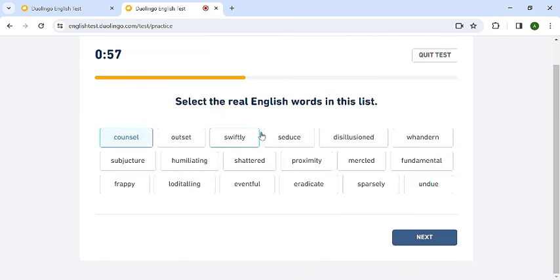Cancel, swiftly, seduce, humiliating, shattered, proximity, fundamental, vengeful, eradicate, sparsely, undo, upset, snapshot, disillusion, subtraction, happy. Not sure of the rest, so we're moving on.